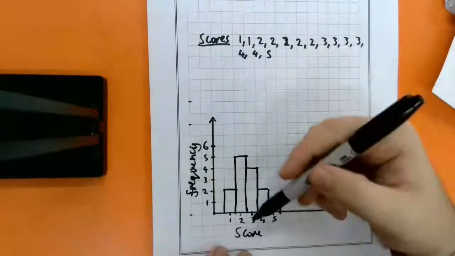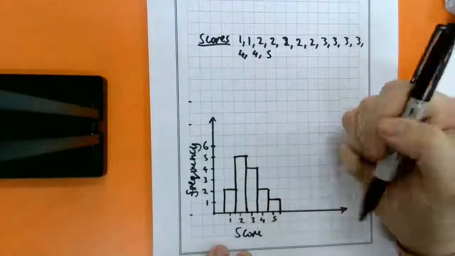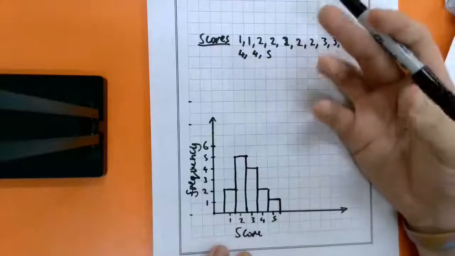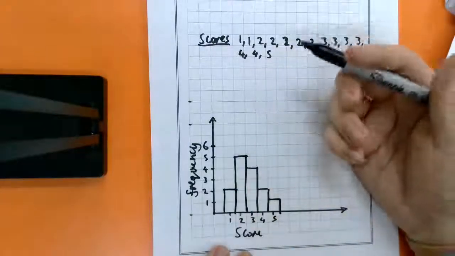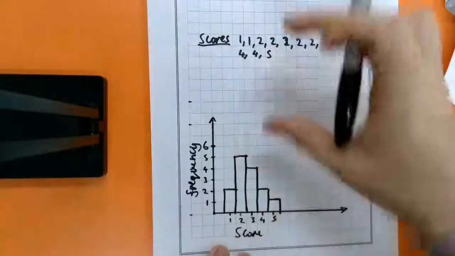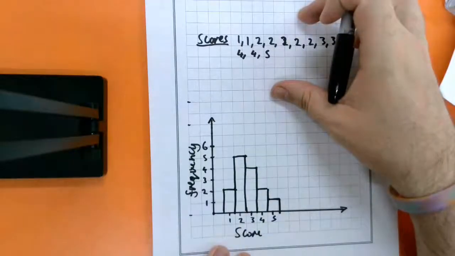Now, you might want to spend the time to colour this in, just so you can make this look nice, because remember, you are trying to communicate information. I'm not going to; I'm only here to illustrate the purpose. But this is a histogram for this set of data.